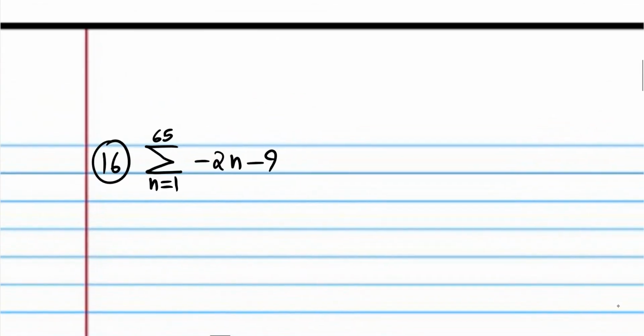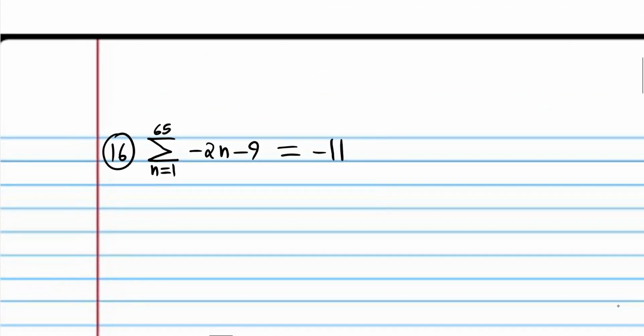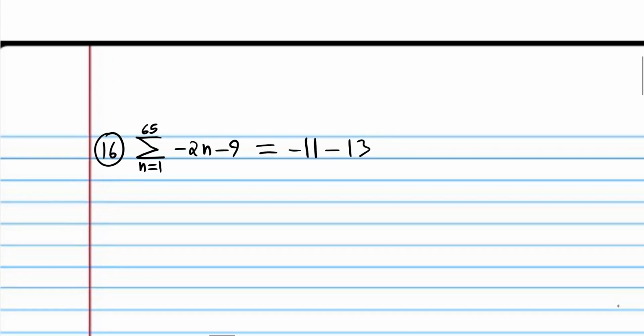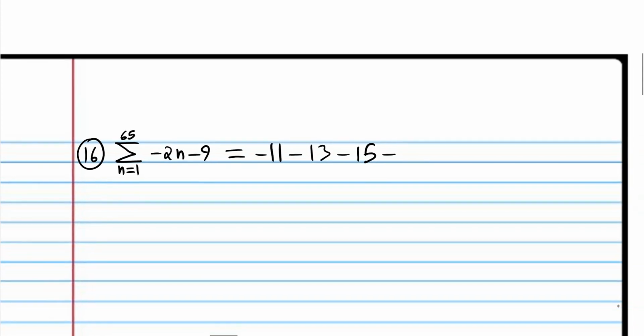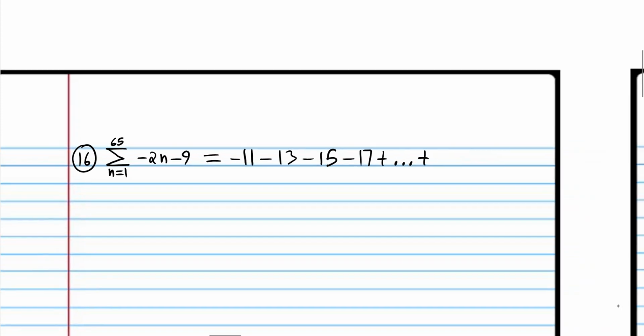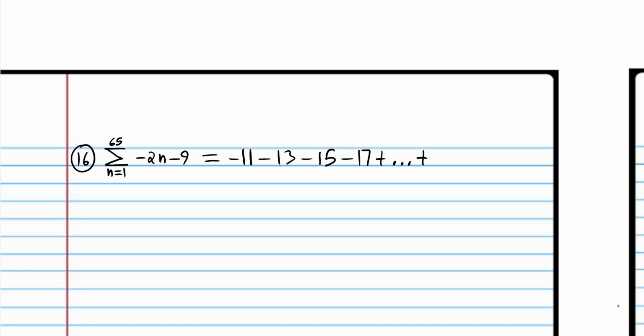Okay, we're back, so I'm going to plug in 1, and I get negative 11. And I'm going to plug in 2, and I get negative 13. And I'll plug in 3, and get negative 15, and 4, and we get negative 17. And then the last term is going to be negative 2 times 65 minus 9.